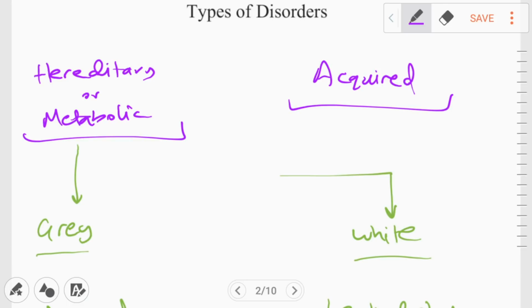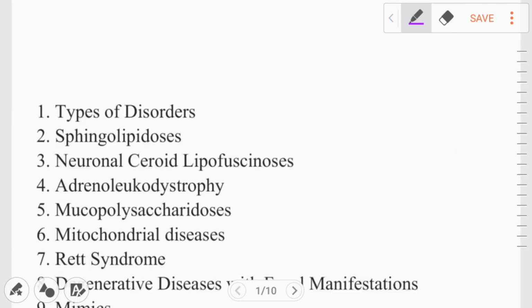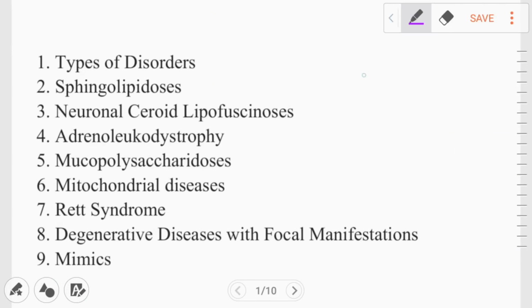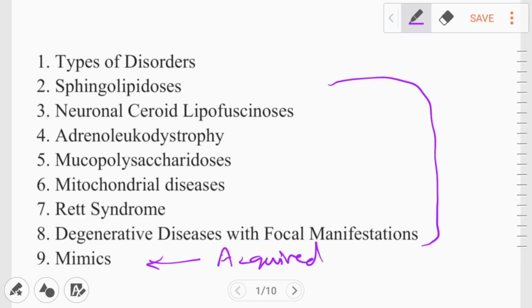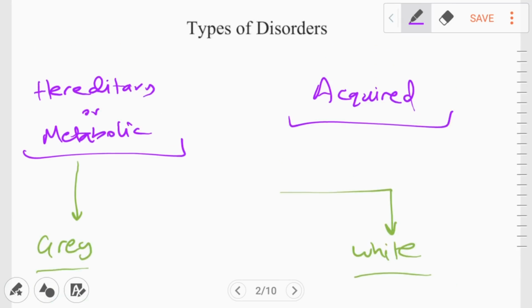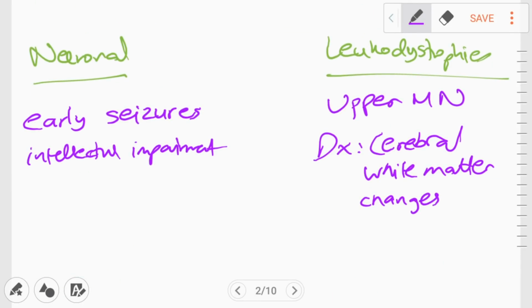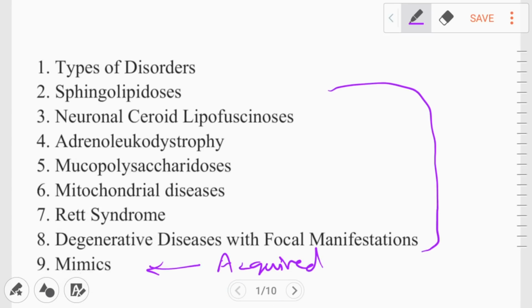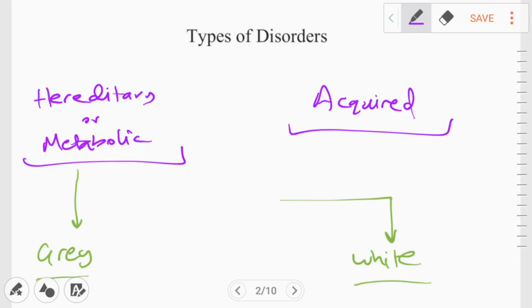Now keep in mind that most of the disorders that we're going to talk about in this discussion are going to be hereditary or metabolic. So basically all of these disorders are metabolic or hereditary, only the mimics are acquired. So the concepts that we talked about here of being neuronal or leukodystrophies can be applied to most of these disorders. So now that we understand that, we can then move on towards discussing each of the disorders individually.